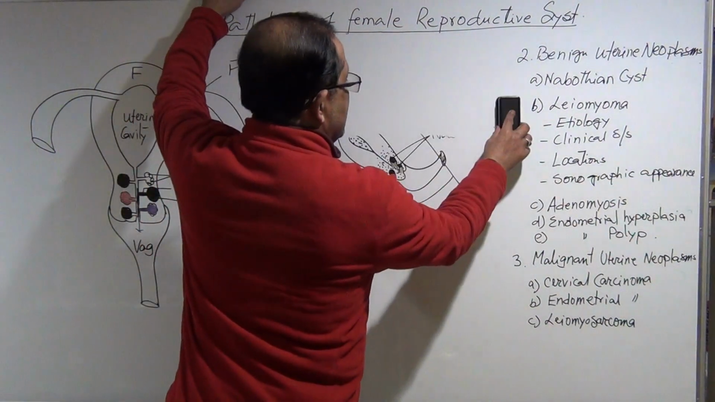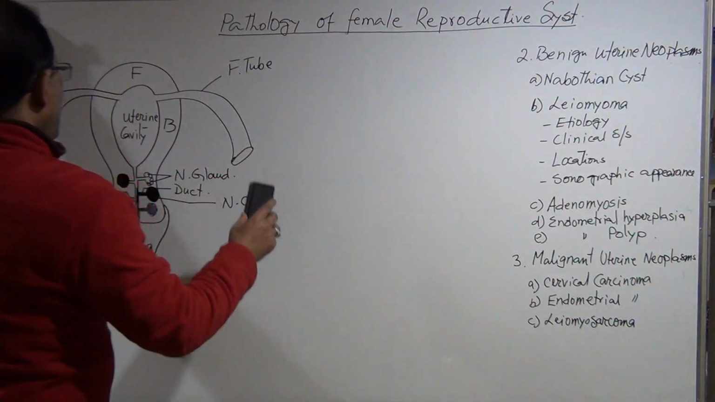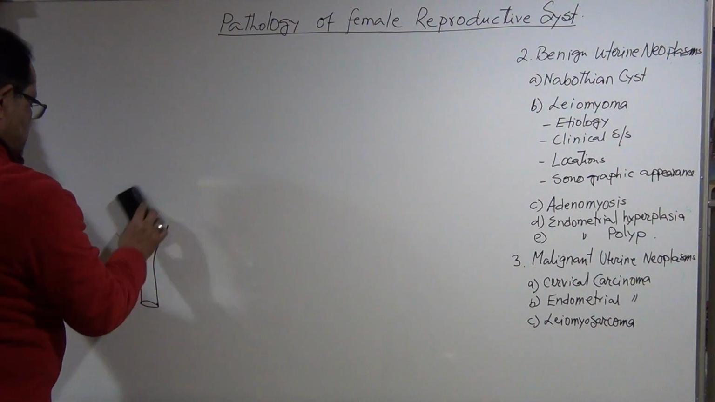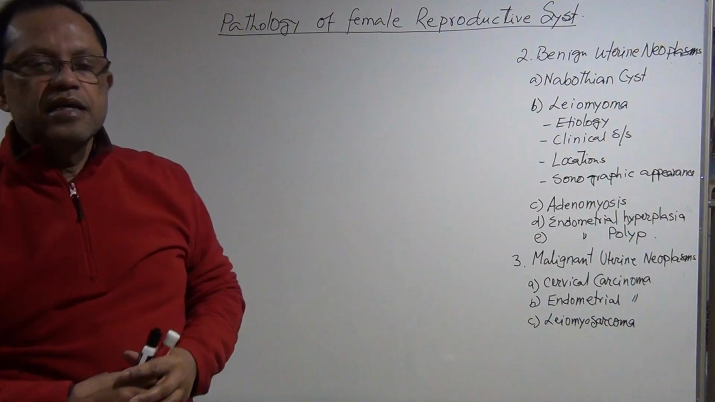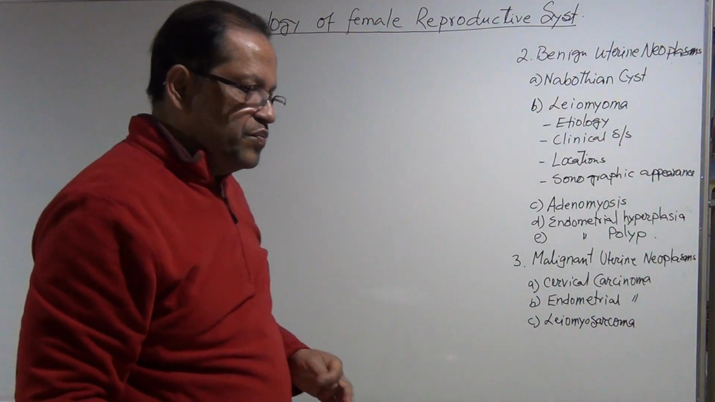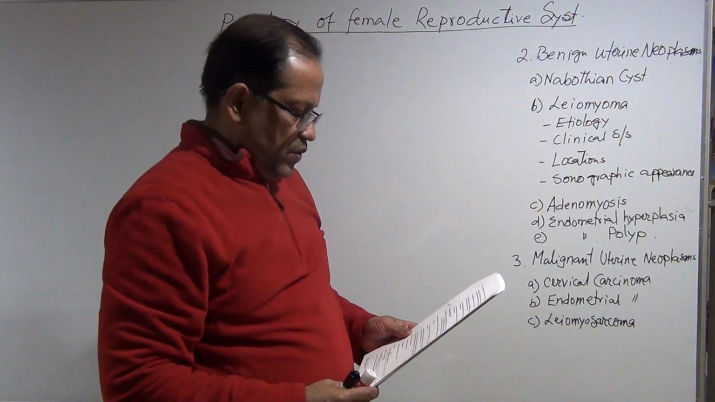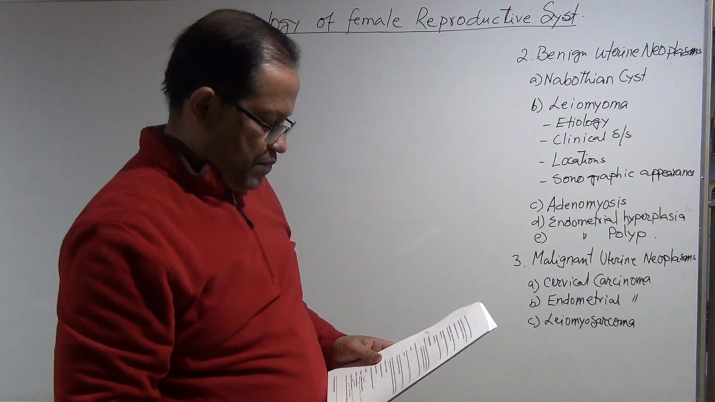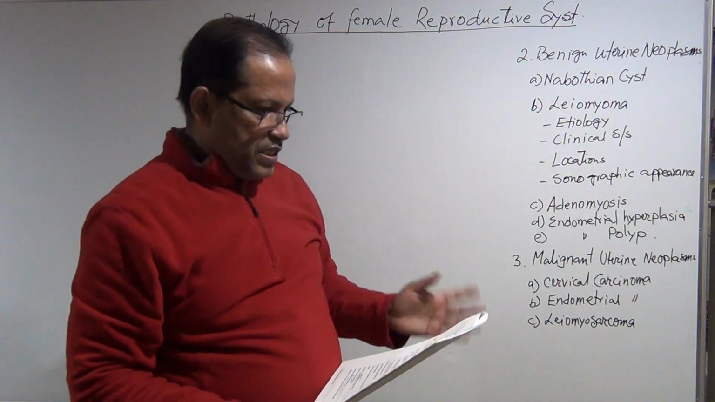Leiomyoma, another name of the leiomyoma is simply myoma or fibroid. So these are benign neoplasms of the uterus, and they arise from the middle layer, that is the myometrium. Okay, the etiology: 20% of women over 35 develop these tumors. Okay, 20% of the women.